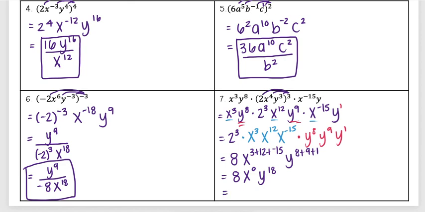And now for my very last thing, anything to the 0 power is just 1, so I can go ahead and just cross that out. And so my final answer is 8y to the 18th.